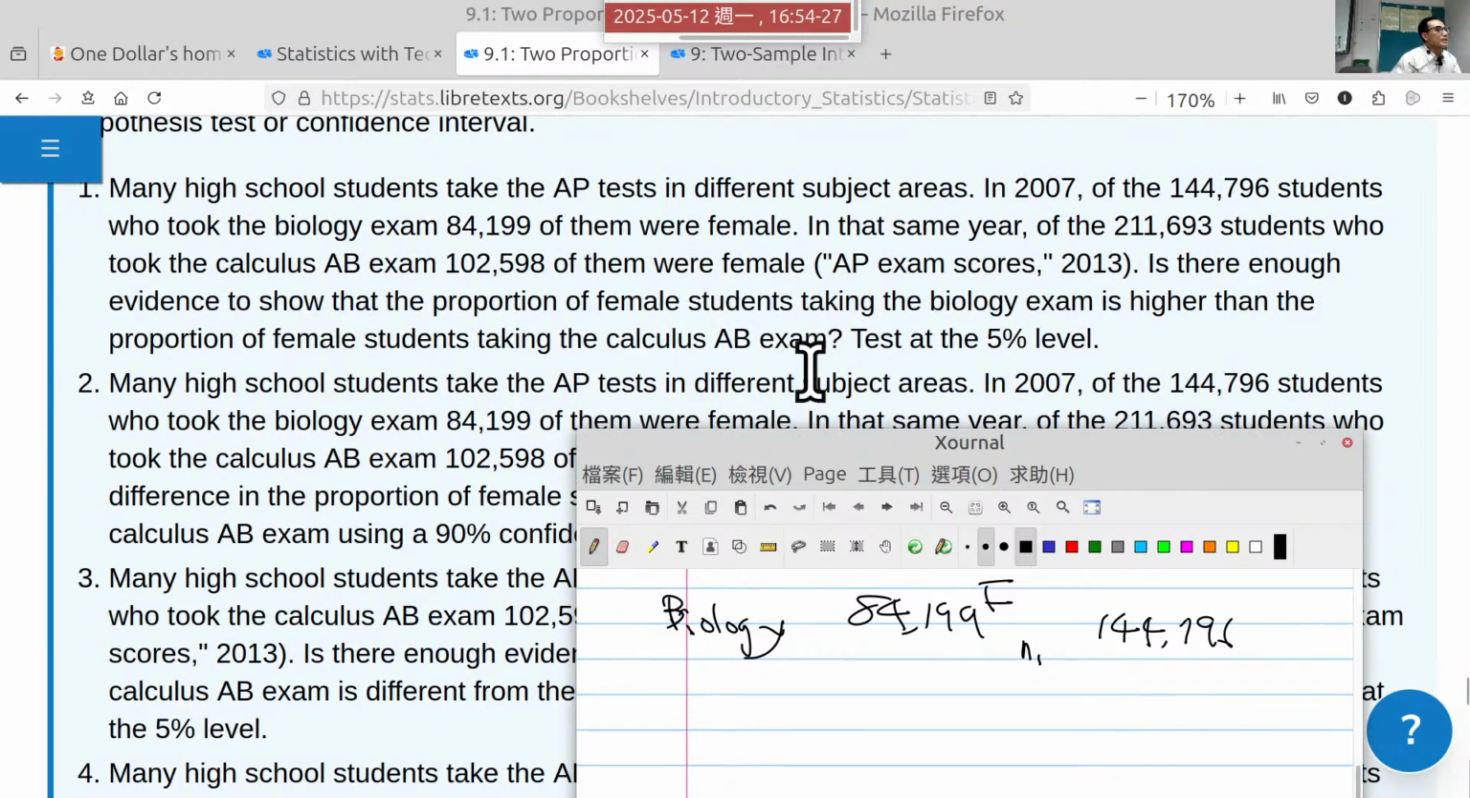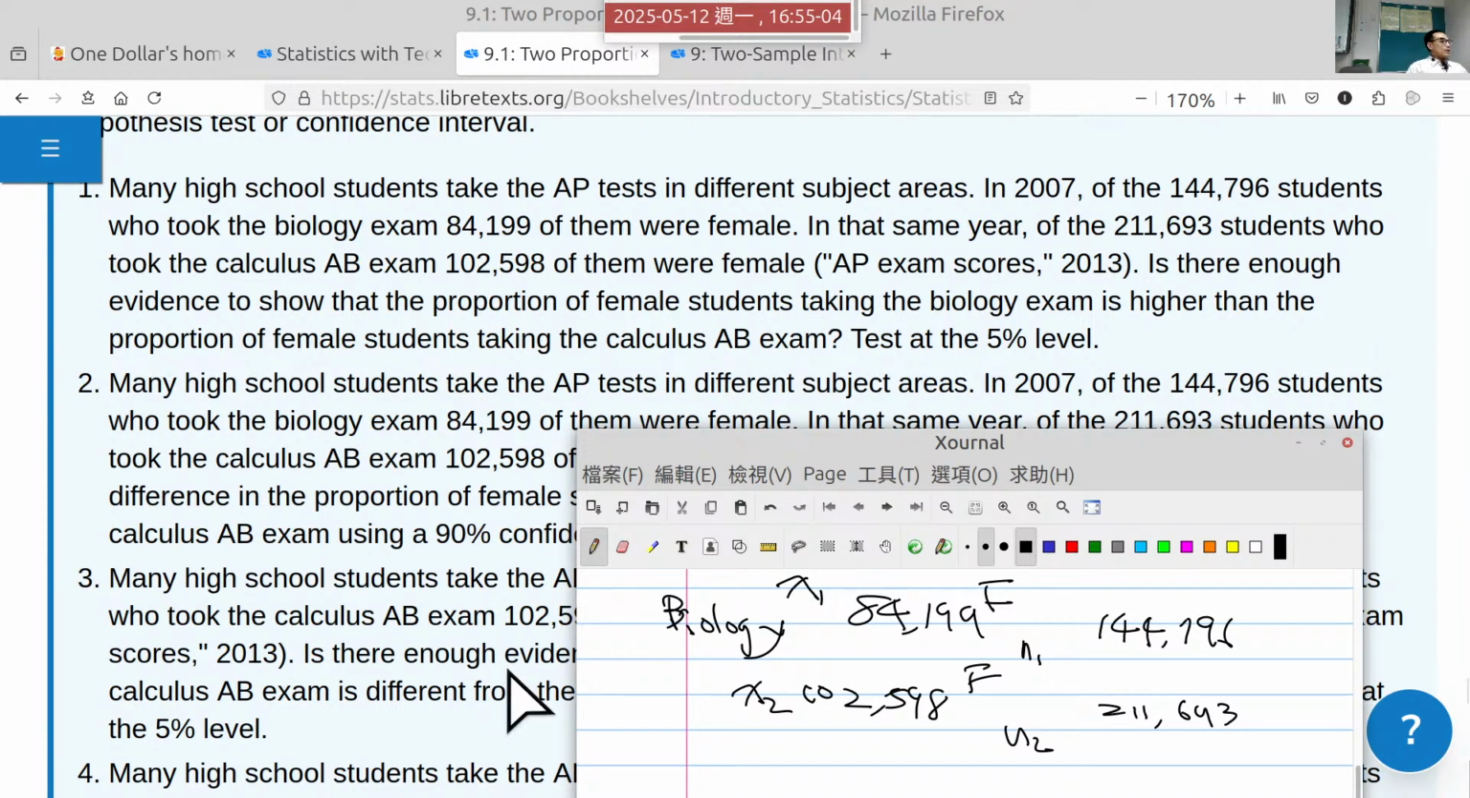And the second one, in the same year, 211,693 students. That is N2. And among those students, 102,598 were female. We can see this one is X1, this one is X2, this one N1, N2. Okay, then now we can imitate the calculation from the first example.